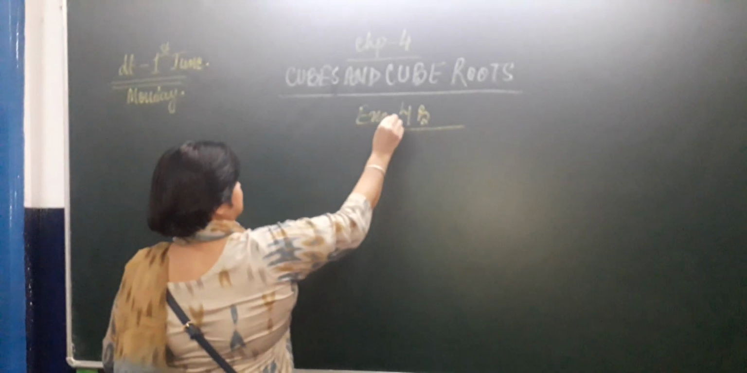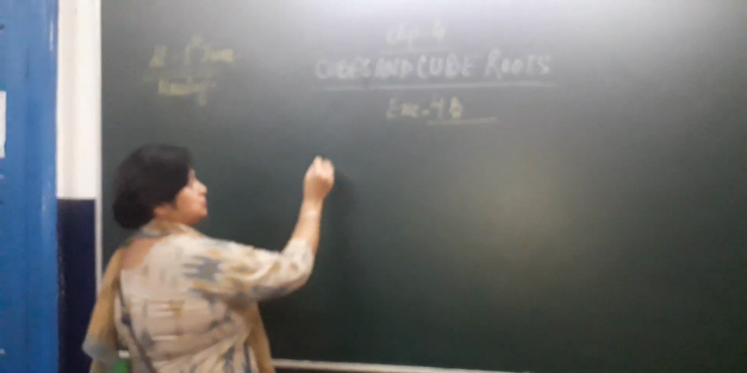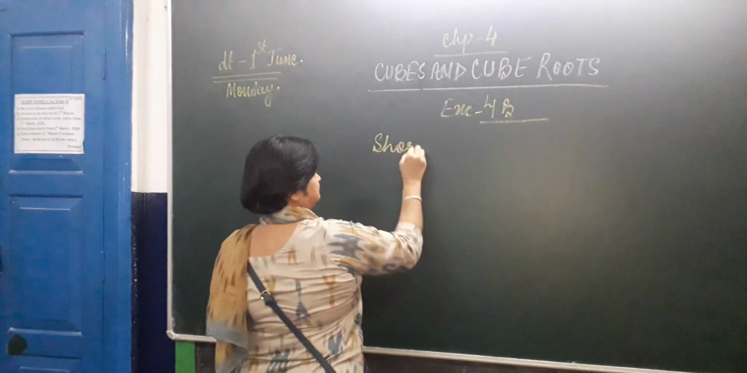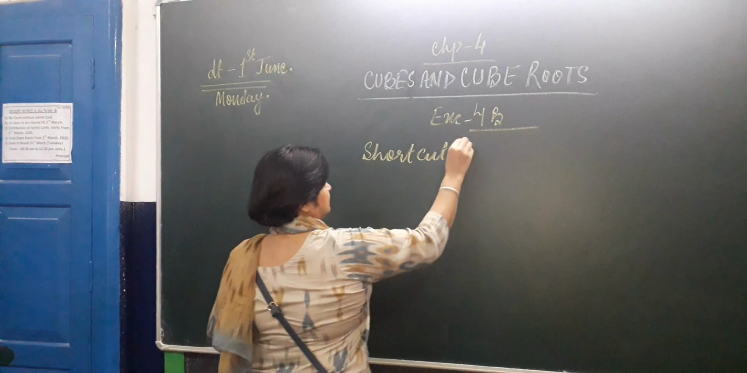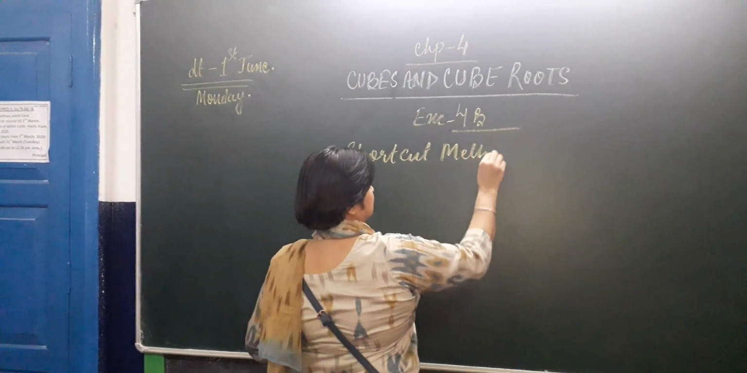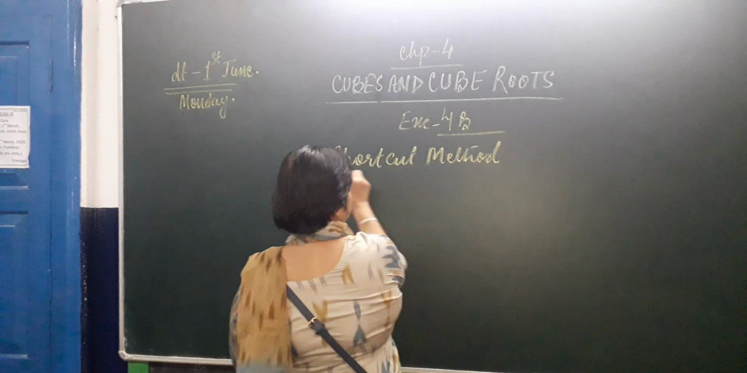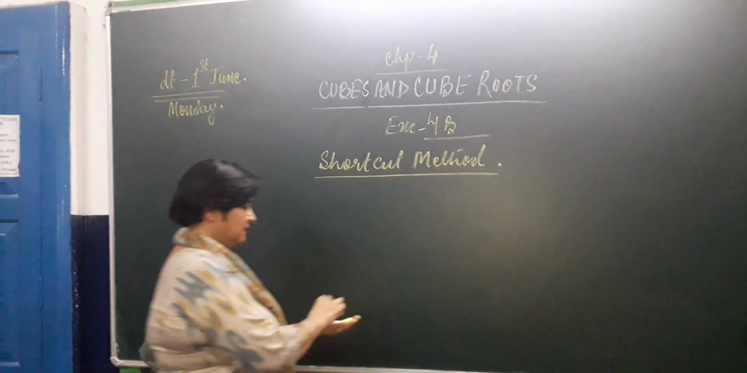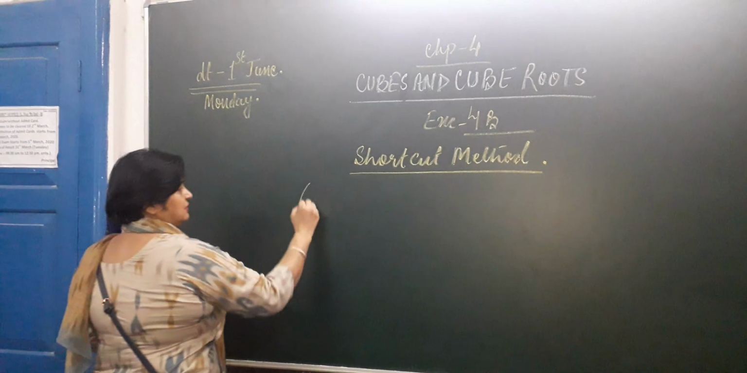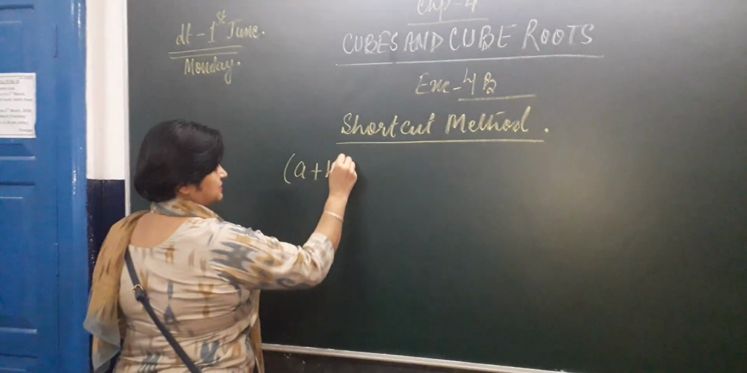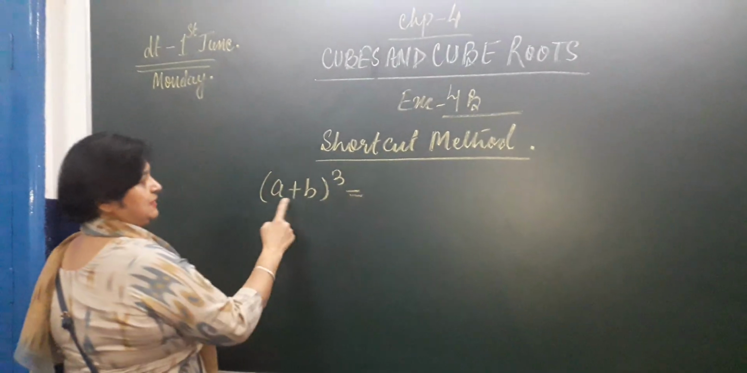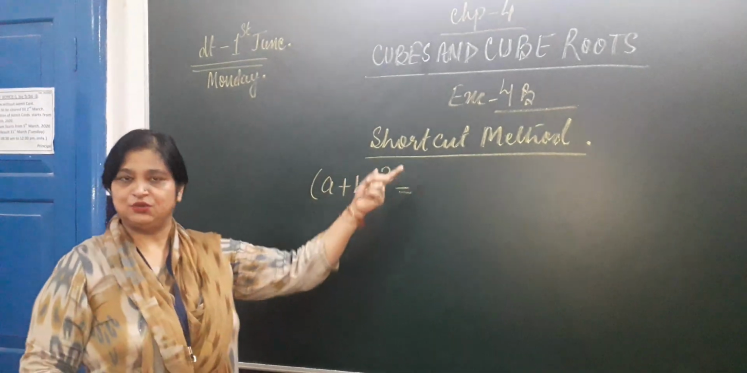This is 1st June, write down the date. Today we have to start exercise 4B. In this exercise we have to do the shortcut method to find out the cube of a particular number. Shortcut method. So class, we have to calculate the cube of a plus b.